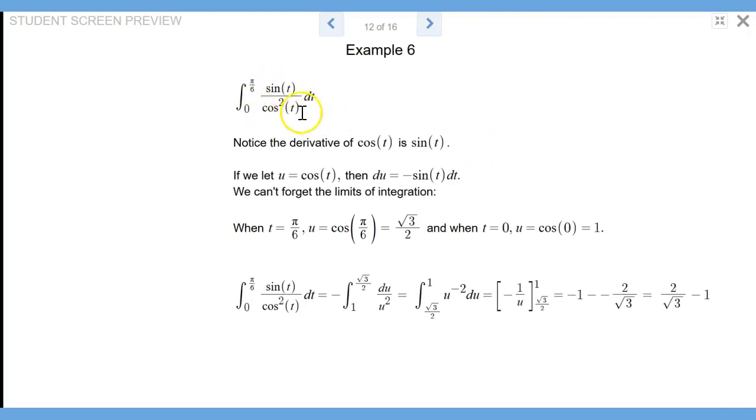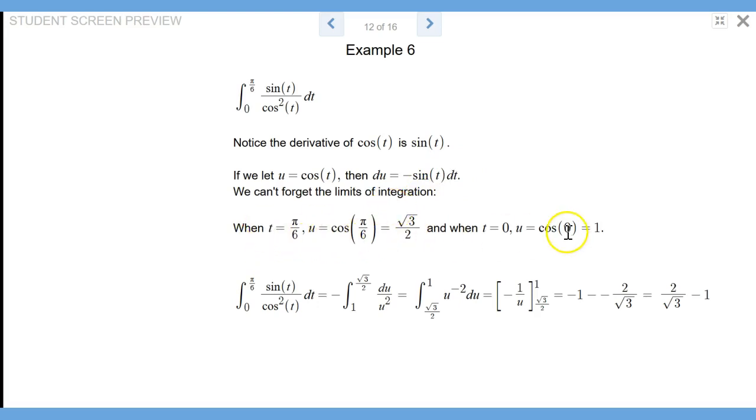So it's easier to just show an example. So here I have sine of t over cosine squared t, and my limits of integration are 0 and pi over 6. So again, I can recognize that I have a composite function here of cosine squared t, and if I let u be cosine t, then du is, excuse me, minus sine t dt. So I know that my substitution is going to be u equals cosine t. So then du is minus sine t dt.